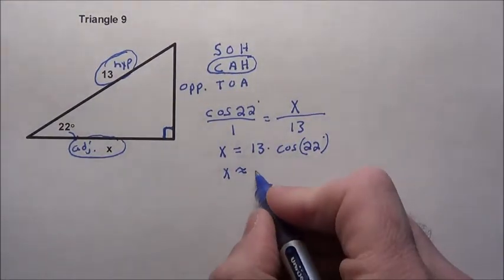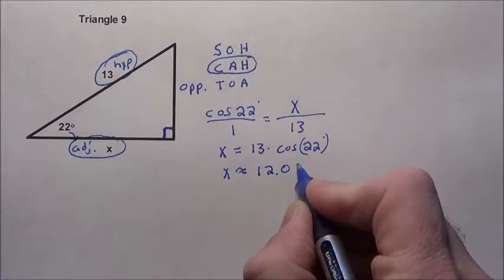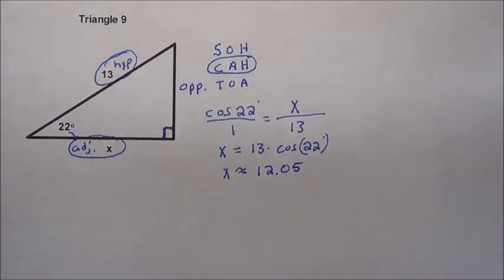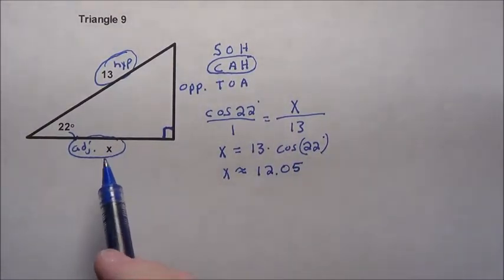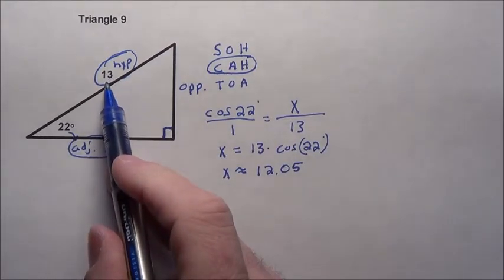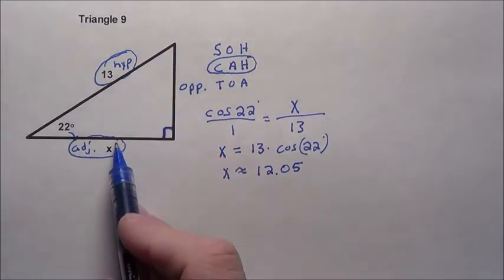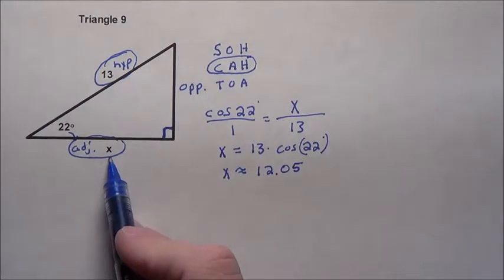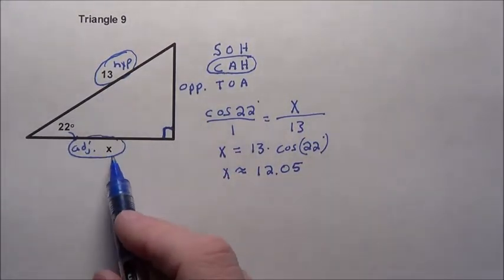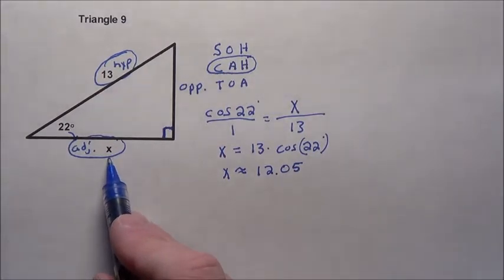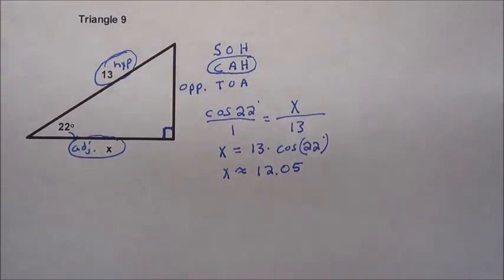When I did it earlier, I got approximately 12.05 as my measurement. So, in this case, that makes sense. The hypotenuse is bigger at 13. This was a small angle. That's pretty big across from that. So this is going to, it could get pretty close to that hypotenuse. Looks like sort of a 5, 12, 13. But anyway, this guy right here is 12.05 for triangle number 9.